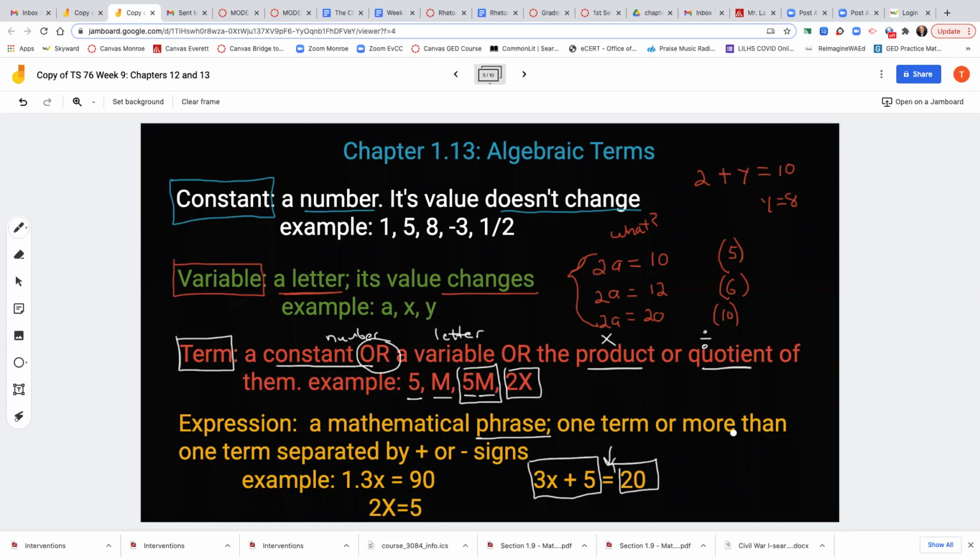It's not the whole thing, okay? Likewise, an expression is like part of an equation. An equation has an equal sign in it, but an expression is like one half of it. So this is called an expression, okay? 3x plus 5 is an expression. All right, we're going to move on.